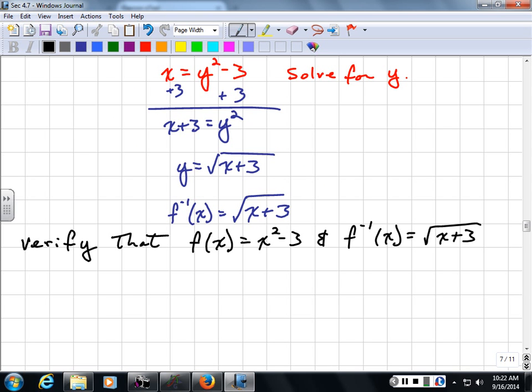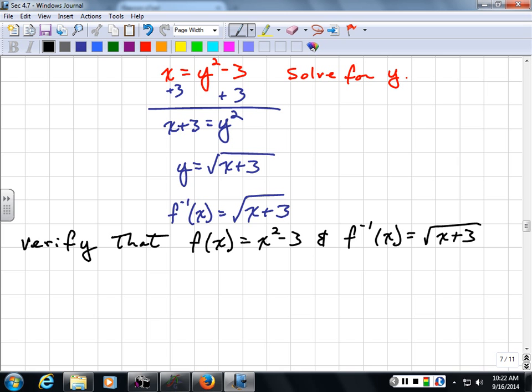Okay. And that'll work. But what if I don't want to pick a value? What if I want to verify this for all values of x? Because I'm a stinker. Because there are functions out there that you can plug in a value, get a value, plug that value into another function and get the original value back, but they're not inverse functions.